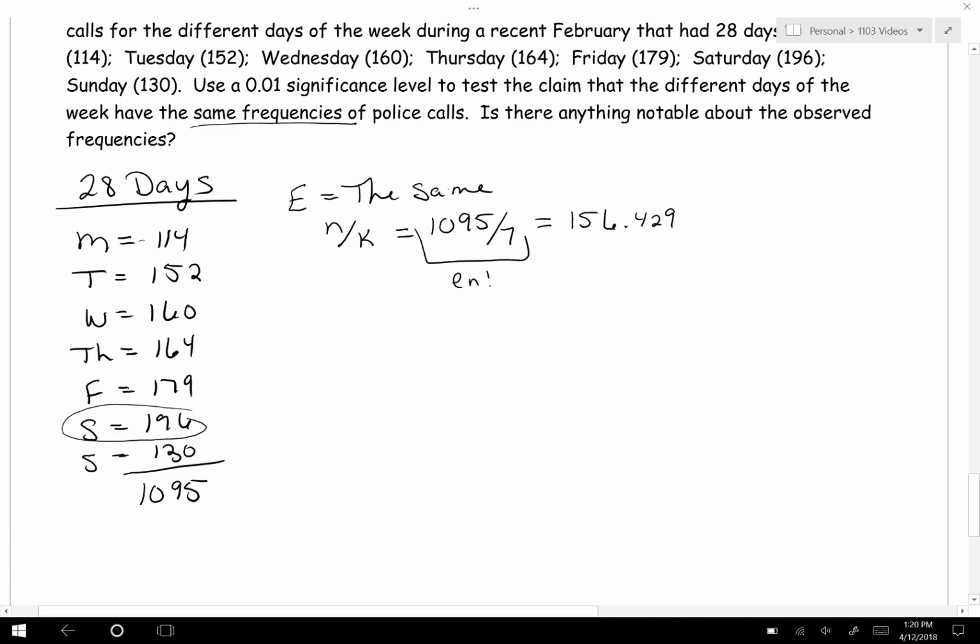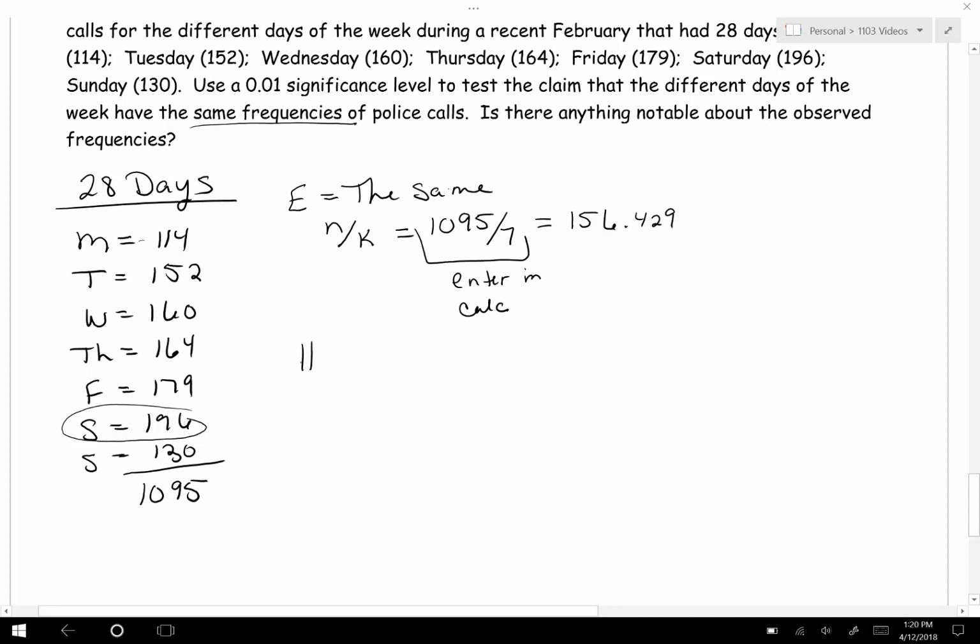So this is what you should enter into your calculator. You can actually enter into one of the values in the list a calculation like this. So this is how you should enter it, 1095 divided by 7, and hit enter in the list. You do not want to enter in this rounded number. It will throw your numbers off.